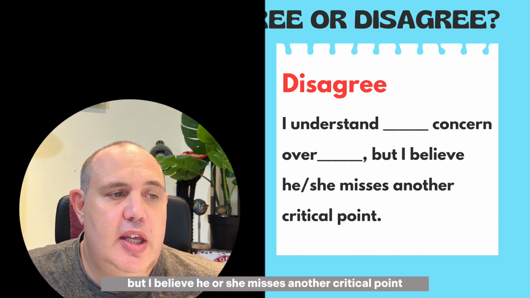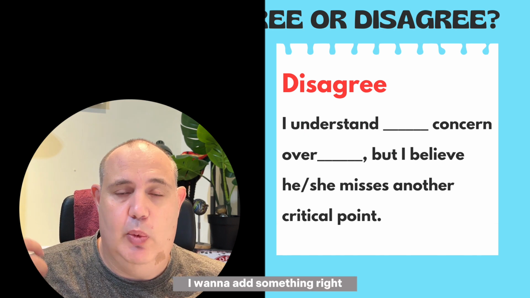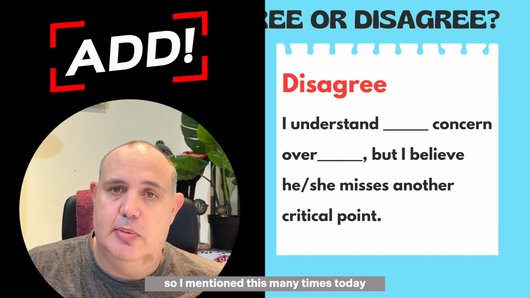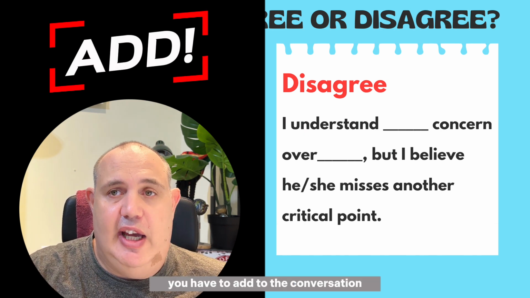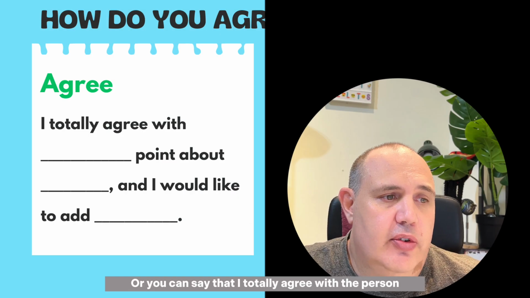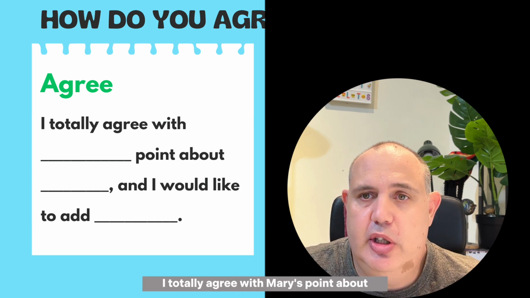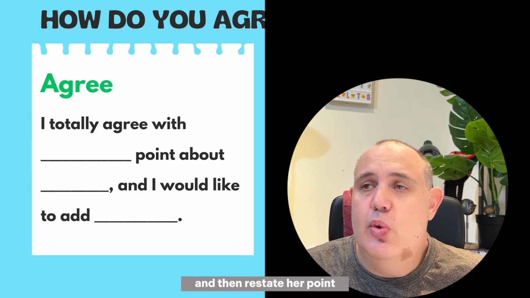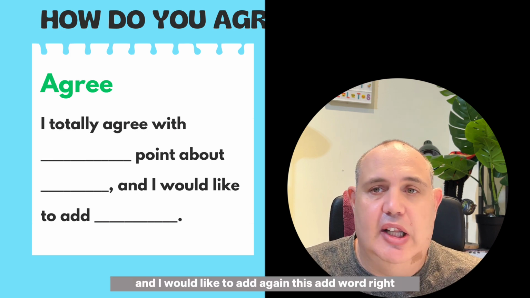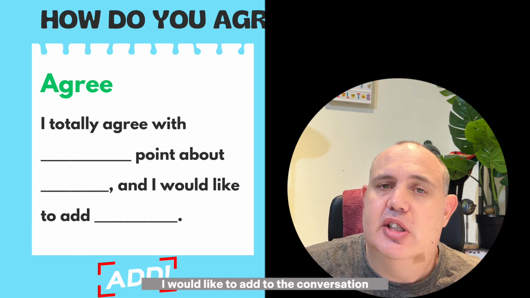but I believe he or she misses another critical point. So this kind of means that I want to add something, right? I mentioned this many times today. I said that you have to add to the conversation. Or you can say that I totally agree with the person. For example, in this case, Mary. I totally agree with Mary's point about, and then restate her point. And I would like to add, again, this add word, right? I would like to add to the conversation.